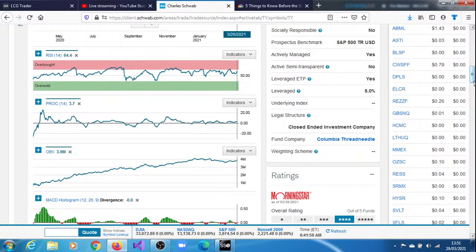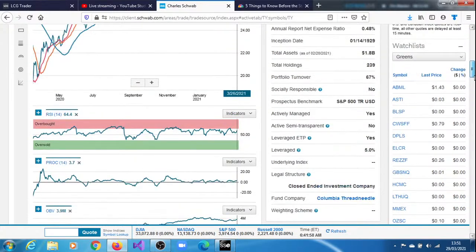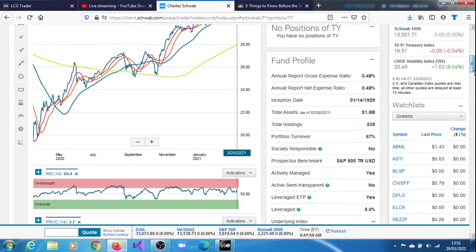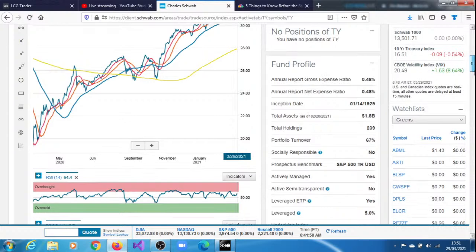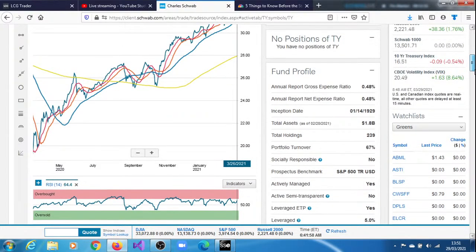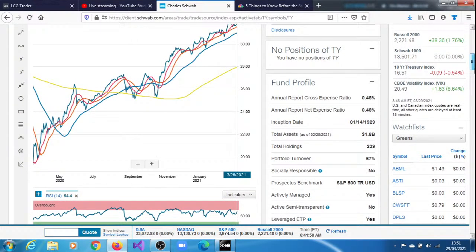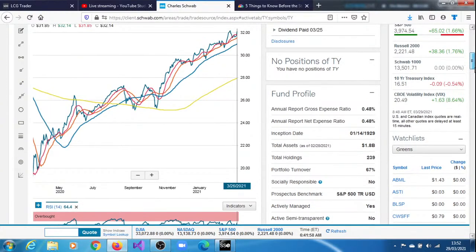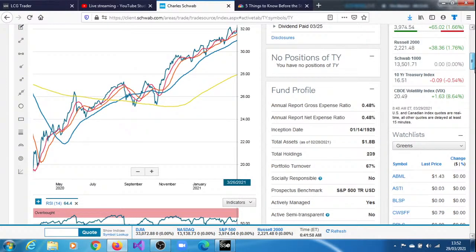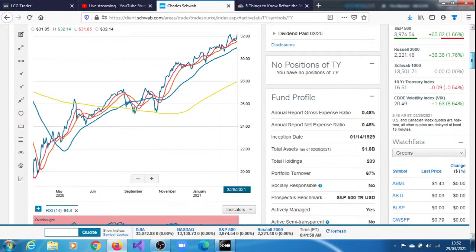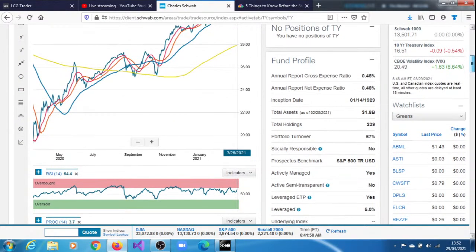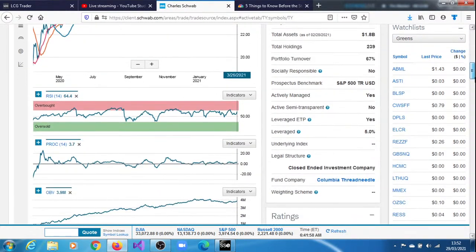So let's see what's involved with this ETF. Fund profile: inception date 1929. Total assets is 1.8 billion. Prospectus benchmark is the S&P 500. That's what it benchmarks.